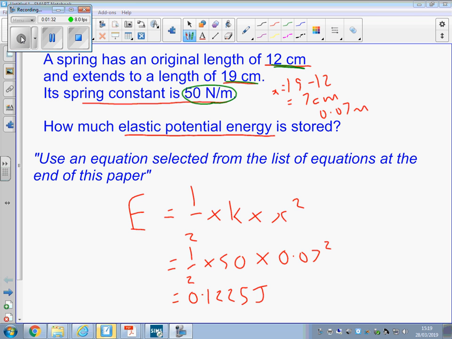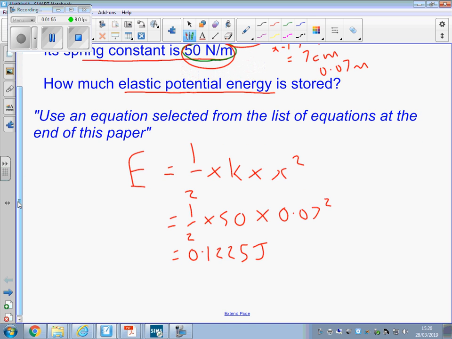joules. At some point the exam board might ask you to give your answer to an appropriate number of significant figures. In this case, an appropriate number of significant figures would be 2, because all of the data in the question is to 2 significant figures. You round your answer to the worst quality data, so the least number of significant figures you've been given in the question. So in this case, if it were 2 sig figs, it would be 0.12 joules.